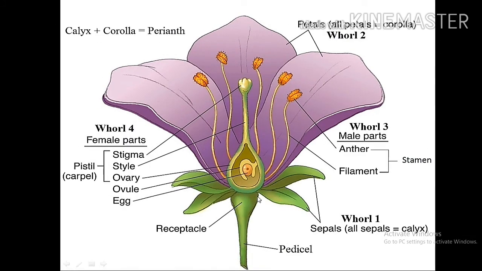Now this swollen part is known as receptacle, and in some flowers the receptacle modifies into fruit, for example strawberry. The receptacle is responsible for the transport of food and water to the flower, and also becomes a base that holds the whole flower. And this part is known as pedicel, which is also responsible for the transport of food and water to the flower, and also helps to hold the flower.